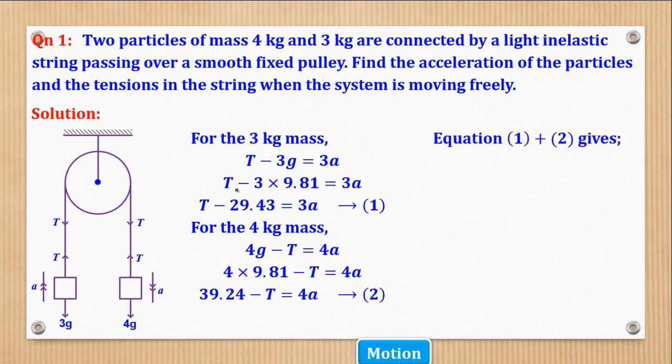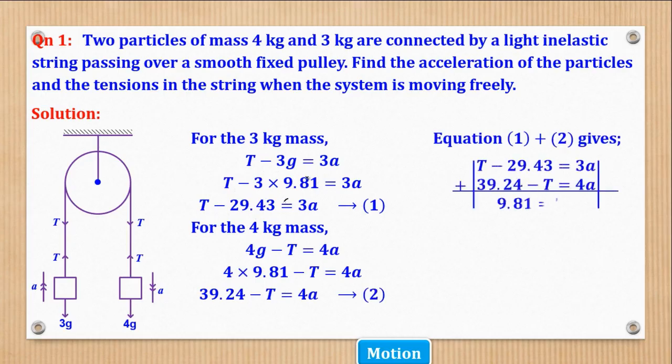So equation 1 plus equation 2 will give us that. This is equation 1. This is equation 2. So when we add, this T will cancel. Then this minus this will give you this. And this plus this gives you that. Therefore, A will be equal to 1.401 meter per second squared. And that's what they wanted here.